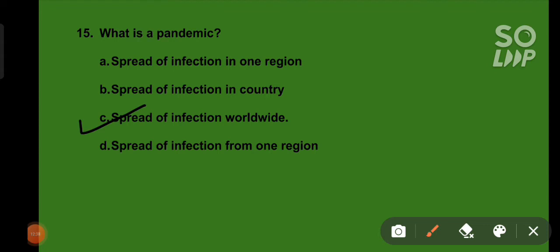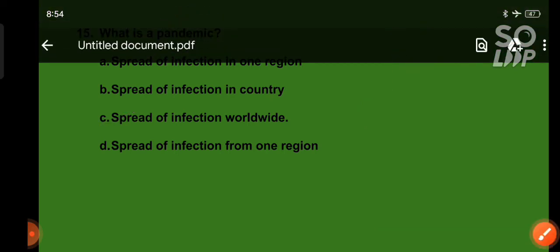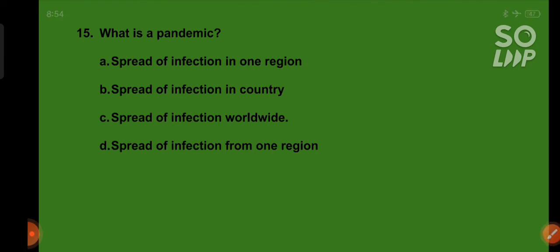When the infection is present all over the world, it is called a pandemic. The best example of a pandemic infection is what we have recently seen, that is COVID. So COVID infection is a type of pandemic disease.